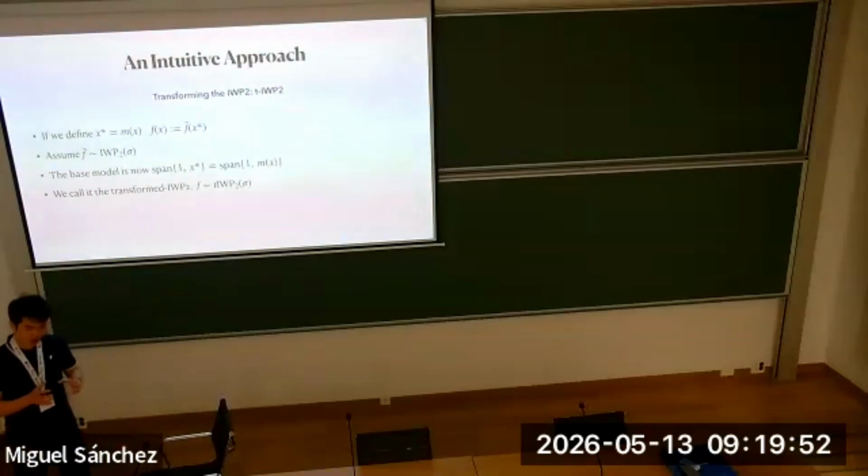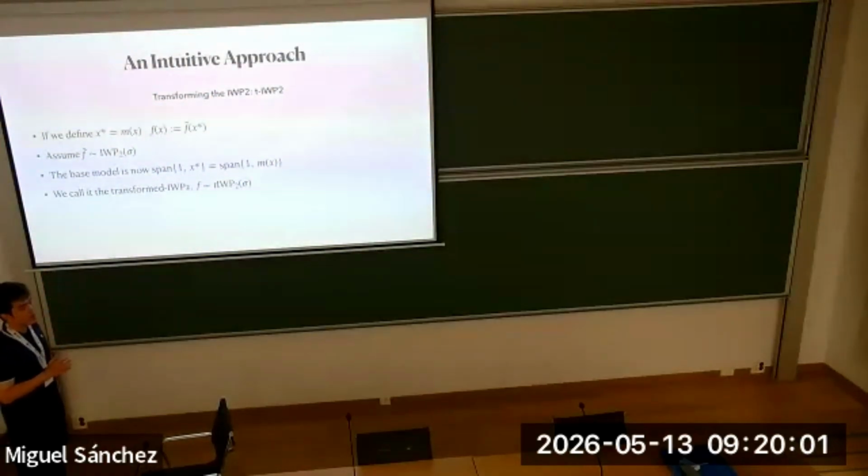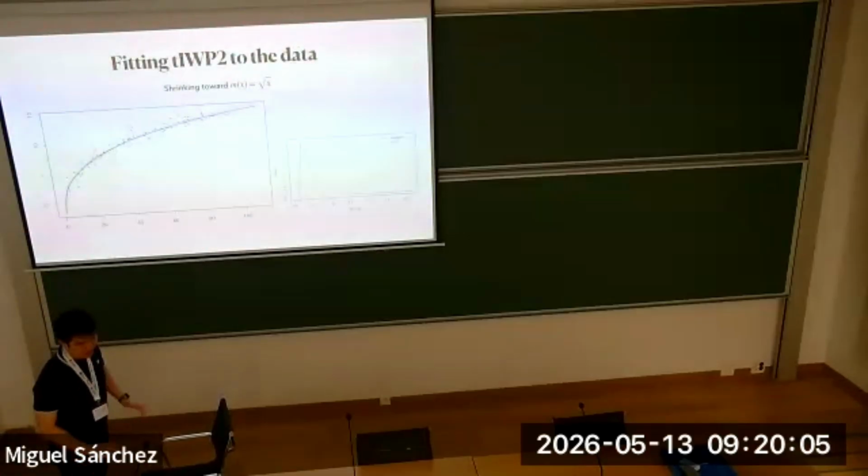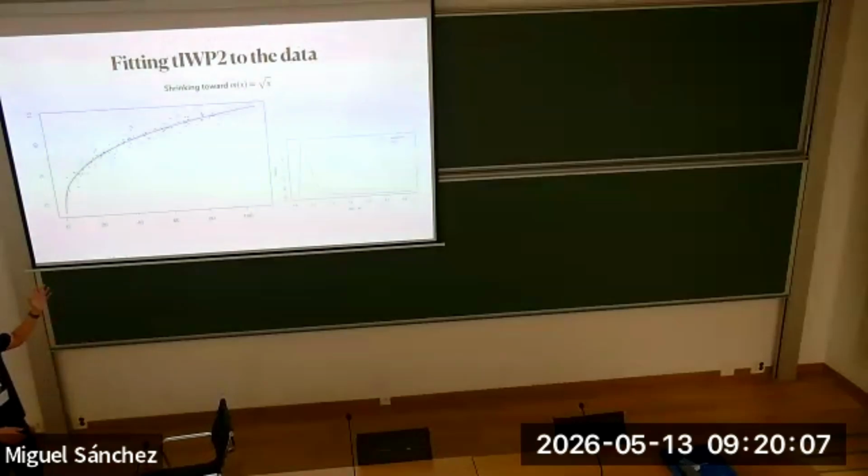Because this approach is so conceptually simple, you just transform the variable and then apply IWP2, so we call it the transformed IWP2, TIWP. Okay, so let's see what it looks like. This is the same problem as applying the intuitive approach, the TIWP2.